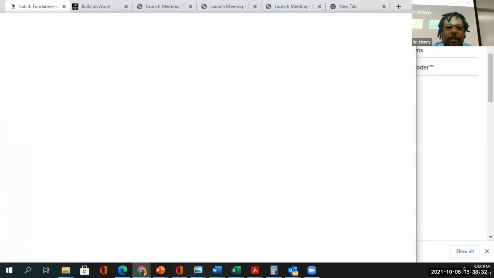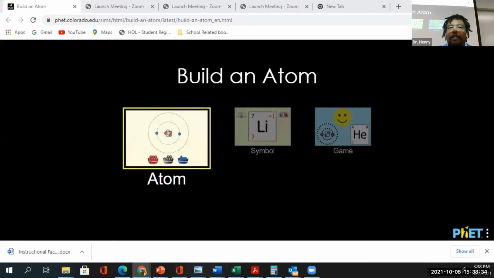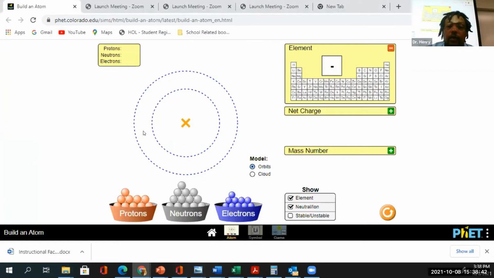Okay. So if you look at the lab instructions, the first part is you're going to click on the link above, and then you're going to basically use this to help us build the isotopes. And then you're going to tell me the mass number of the isotope, the atomic number, the number of protons, the number of electrons, the number of neutrons, the net charge, and whether it's stable or unstable.